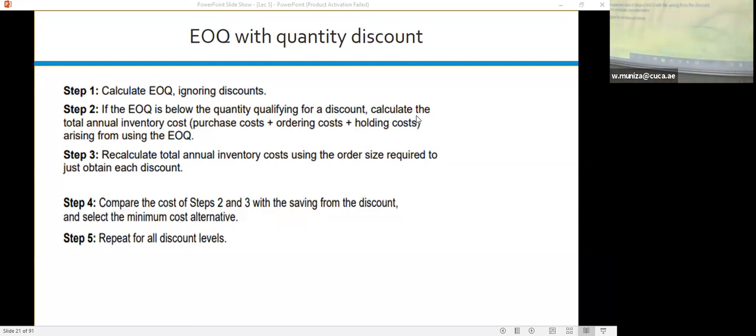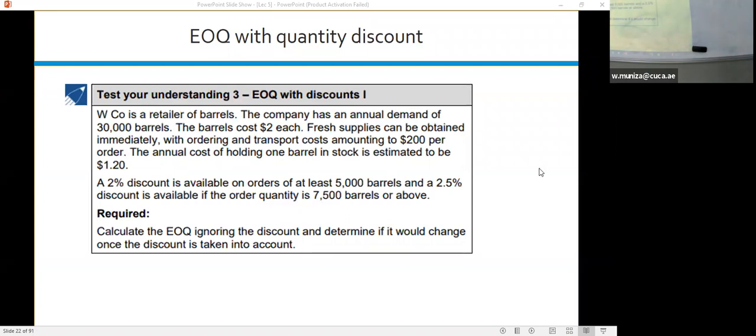So what do you have to do in that case? They have written these steps. First, you have to calculate the EOQ in the normal way, ignoring discounts. Then you calculate with discounts, and then compare the results. Whatever benefits you are having, you are going to take that. We are going to do that so that we can understand the concept. The requirement is to calculate the EOQ ignoring the discount and determine if it would change once the discount is taken into account. So first, can I request you to calculate EOQ? Now they have given us the annual demand, 30,000 barrels.